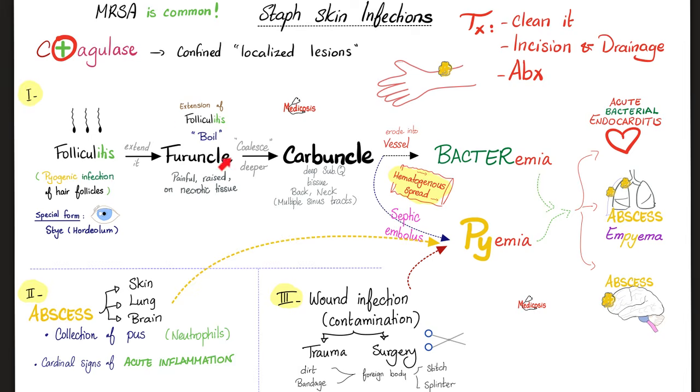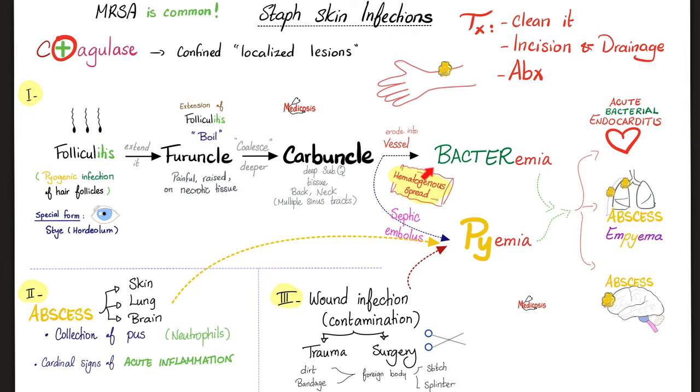Let's take multiple furuncles and make them coalesce together and push deeper. Congratulations, you have become carbuncle. Not just epidermis, dermis too. Not just skin, subcutaneous too. Especially on the back and the back of the neck, and with multiple sinus tracts that dig deep into the abyss. Let's dig deeper.